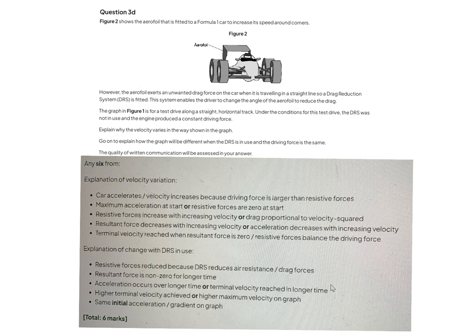And we also need to explain this DRS system. So that's a drag reduction system, so that's going to reduce our drag, and that means our resistive forces, the forces going backwards, are going to be reduced because we have less air resistance and less drag. Therefore, our resultant force is going to be not 0 for a longer time. The acceleration is going to occur over a longer time, so we'll get our terminal velocity reached in a longer time, and we might get a higher terminal velocity, so a higher maximum speed. It's going to have the same initial acceleration because that is when there wasn't any drag working on it.